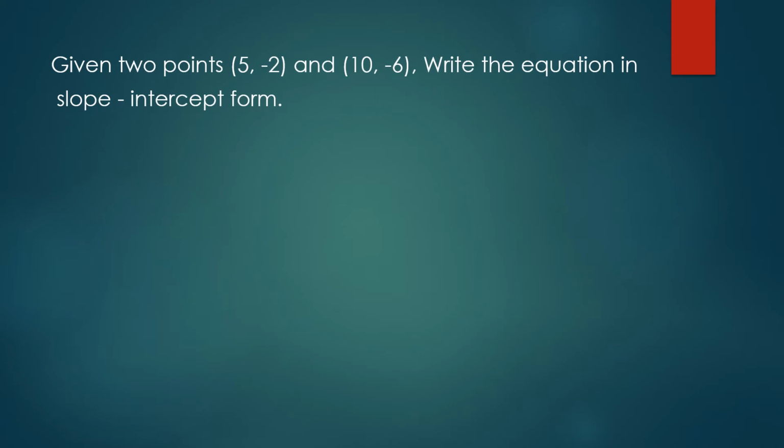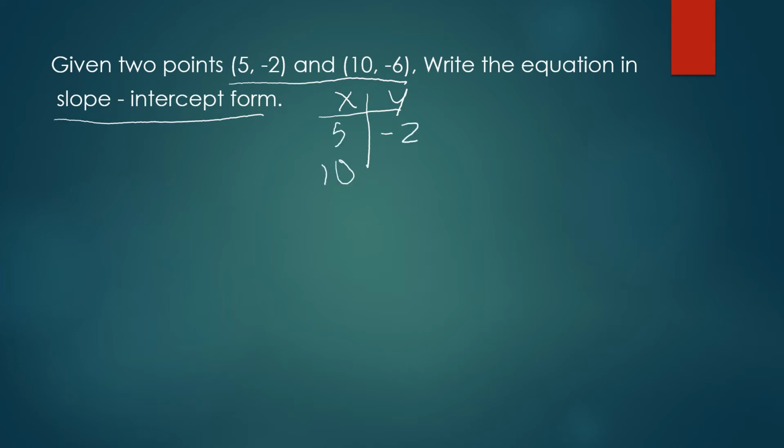Alright, this time we're going to work out an example where the slope is negative. So again, given 2 points, write the equation in slope-intercept form. So I need to find my slope first. So this time I'm going to use a table. I'm going to set up my points. 5, negative 2, 10, negative 6. Now, I'm going to use the first difference, so my change in x on this side.